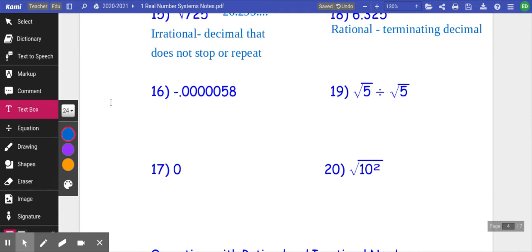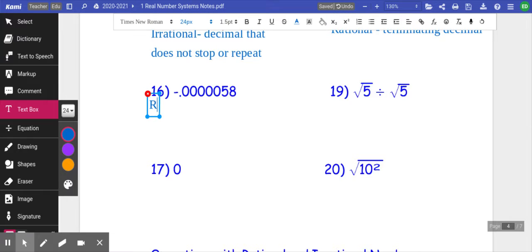Okay. Number 16, same thing. It's a long, long decimal, but there's no dot, dot, dot. Because there's no dot, dot, dot to show it's going on forever, it stops. And again, by definition, a terminating decimal is rational.